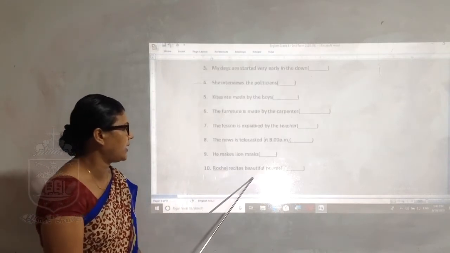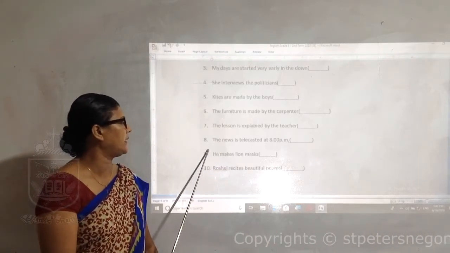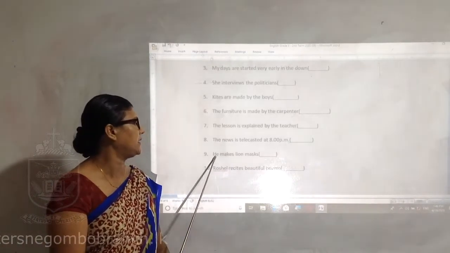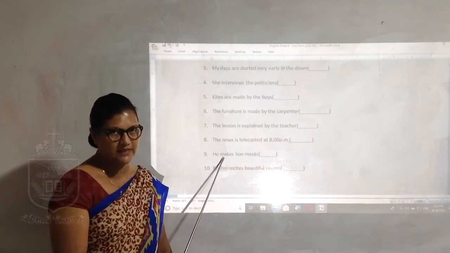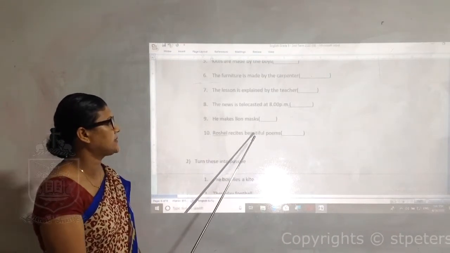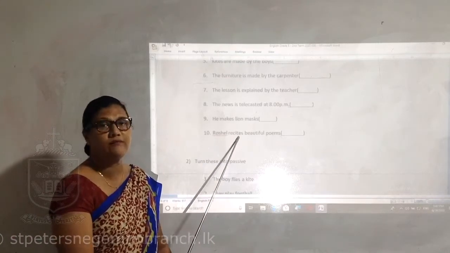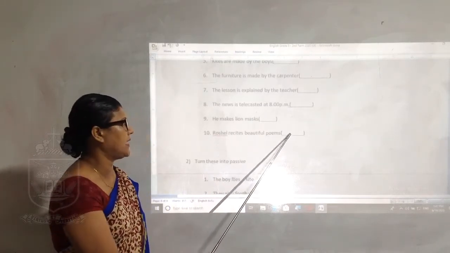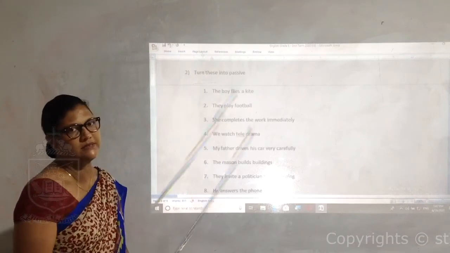He makes lion masks. What do you think this is? "He" is a third person singular subject. He is the doer, and the doer is prominent here. So the verb "makes" gets s. This is an active voice sentence in simple present tense. Rochelle recites beautiful poems. Rochelle is a girl, "recites" is third person singular, and the verb has got s there. So this is an active voice sentence. Just write active here.